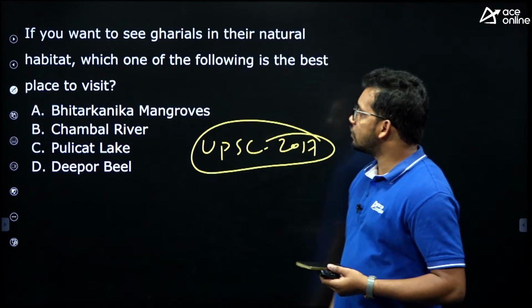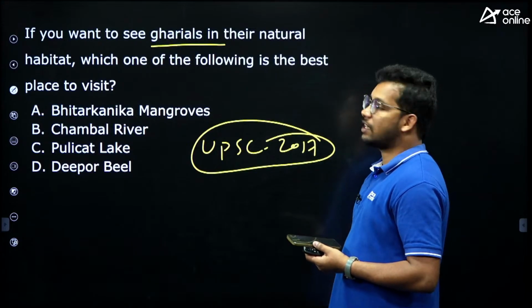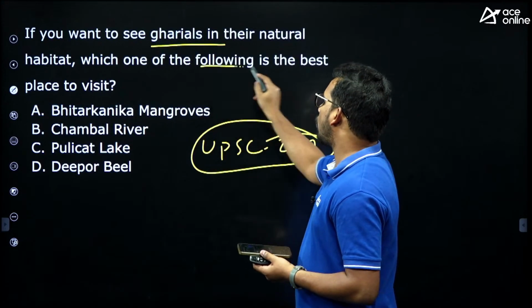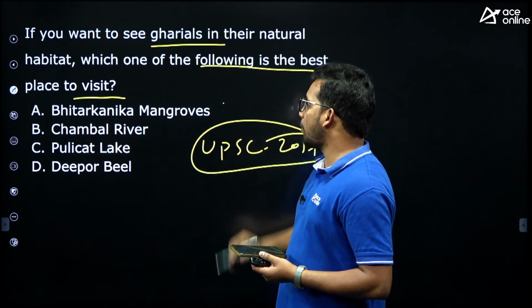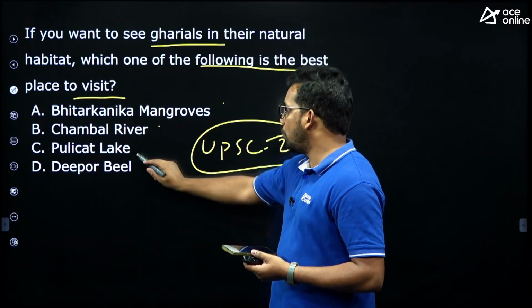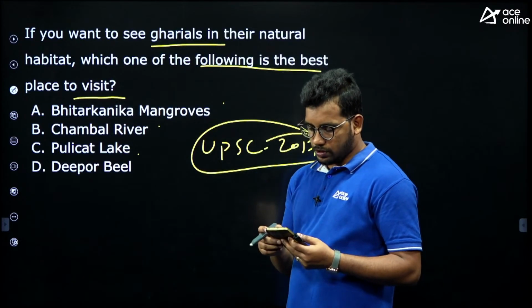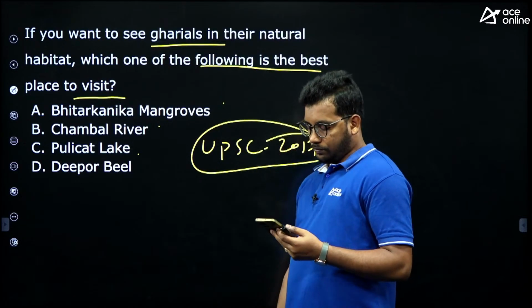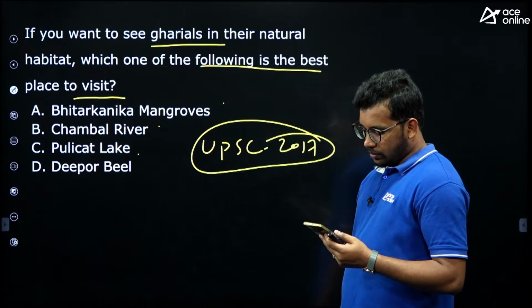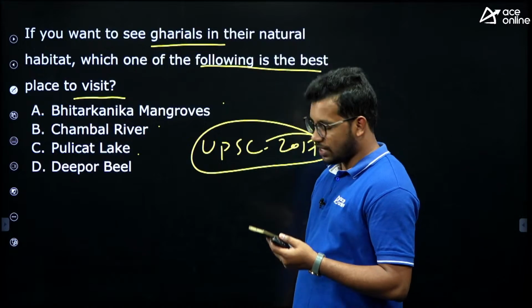So let's see who will answer this question. If you want to see gharials in their natural habitat, which one of the following is the best place to visit? Bhitarkanika mangroves, Chambal River, Pulicat Lake, Deepor Beel. So this is the question. Now I have even challenged that few students will get it wrong. Let's see.